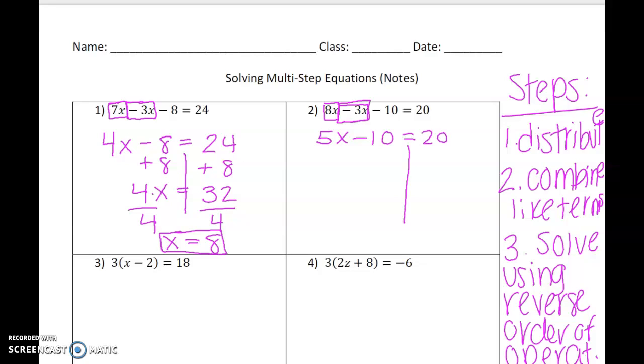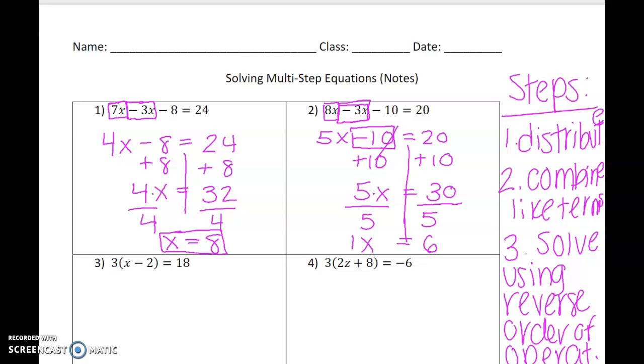So now I'm just going to solve like we've been doing. So first I want to undo addition and subtraction. So I have to undo subtracting 10 by doing the inverse or the opposite. So I'm going to add 10 to both sides, because whatever I do to one side, I got to do the other. So over here I have 5x equals 20 plus 10, that is 30. Now I have to get rid of the 5 attached to the x, so I'm undoing multiplication, so I'm going to do the opposite. So I'm going to divide by 5 on both sides, and I get x equals 6.